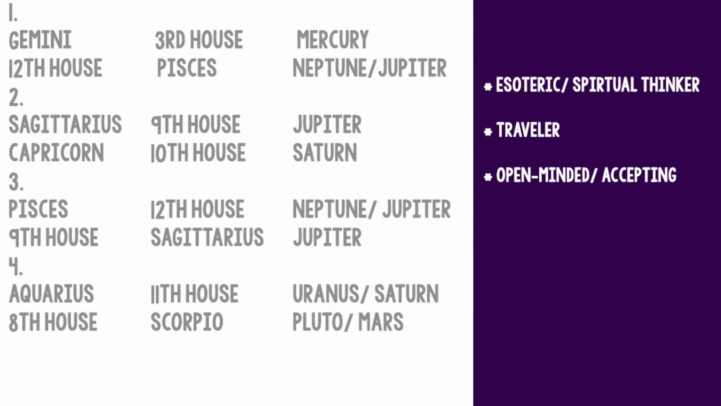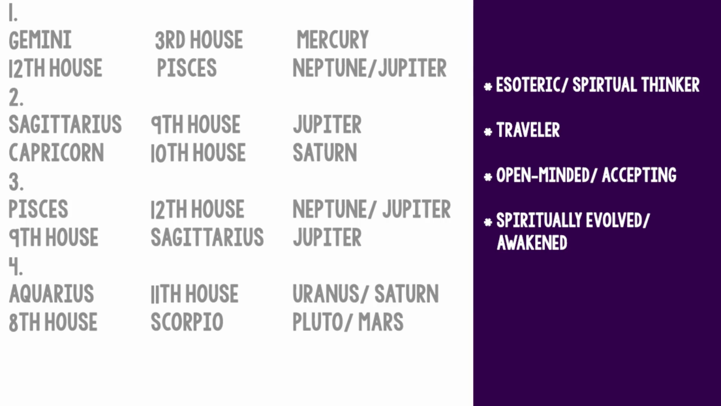All right, so what I'm seeing now also, besides from Gemini, these other signs are all ruled by outer planets. So it's ruled by Jupiter, right? Neptune, Saturn, Uranus, and Pluto. Outer planets are actually quite impersonal and they bring a lot of karma, and they always ask you to be more spiritually evolved. So I'm going to add another word, which is awakened or spiritually evolved.